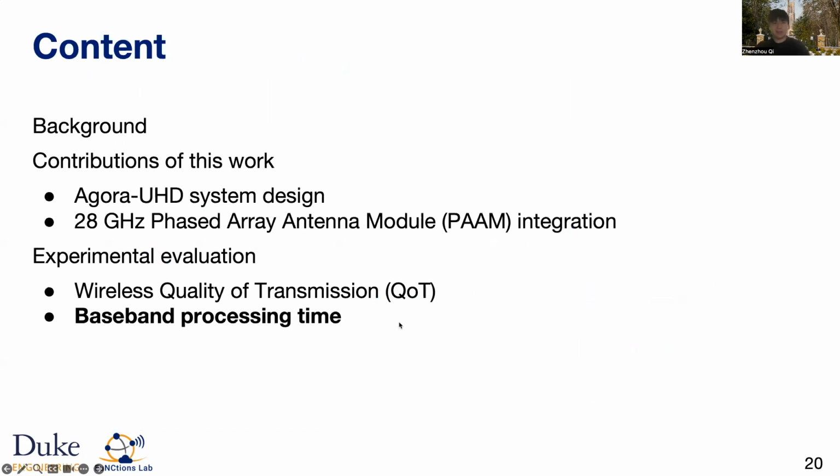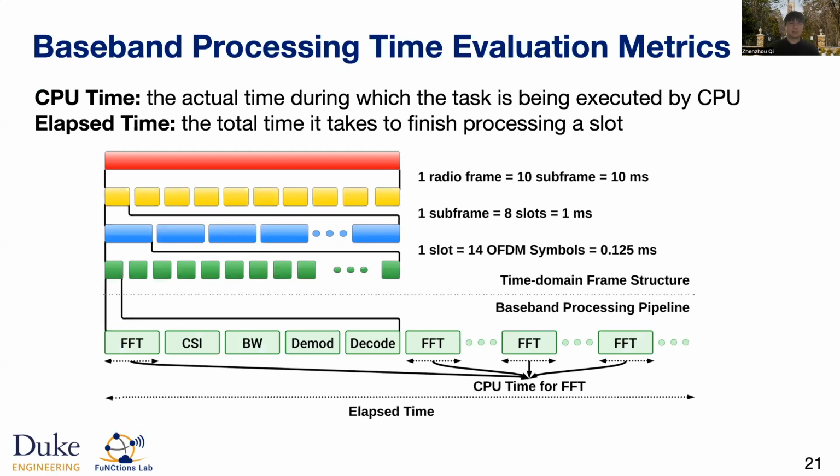Then we present the baseband processing time, for which we choose two evaluation metrics. The first is the CPU time, which is the actual time during which the task is being executed by the CPU. We take FFT as an example, for the 14 OFDM symbols in one slot. The CPU time for FFT is only the time executed by the CPU to process the IQ samples to do FFT.